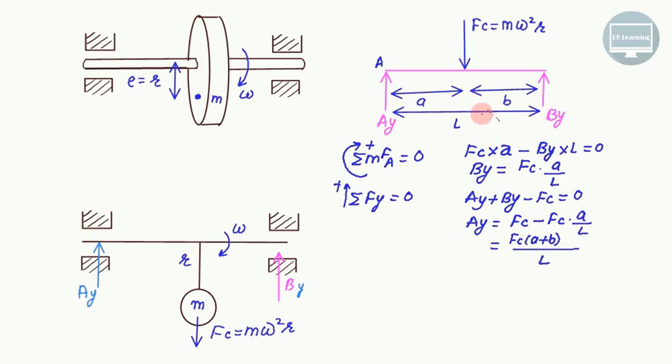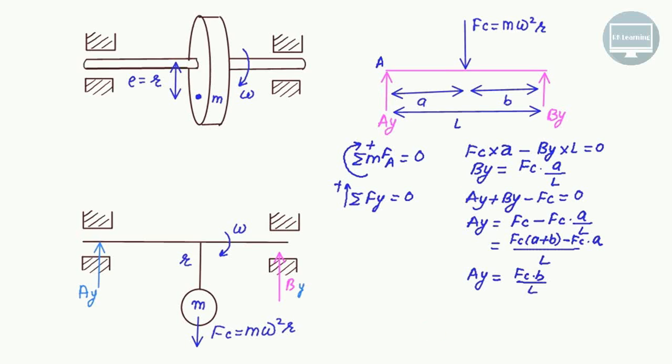So Fc multiplied by A plus B, minus Fc multiplied by A, all divided by L. If you open the bracket, FcA and FcA get cancelled, and you get the reaction Ay equal to Fc multiplied by B divided by L. Now depending upon the values of A and B, either Ay is more or By is more. And if it is centrally placed, then both reactions are the same.